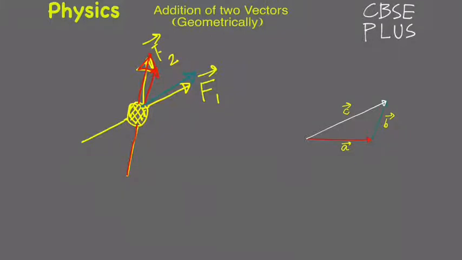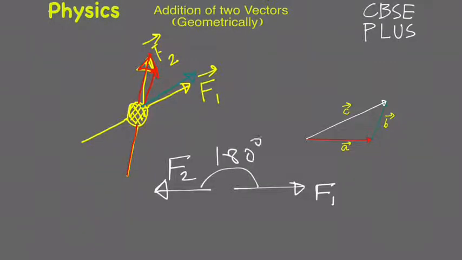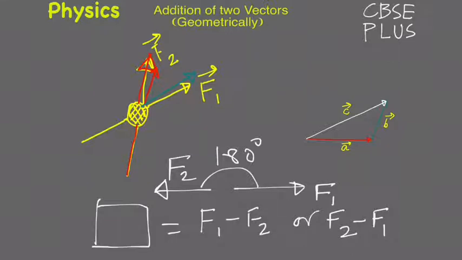And if these forces are in opposite directions, F1 and F2, just opposite, the angle between these two forces is 180 degrees. When they are in the same direction, the angle between these forces will be 0 degrees. So if the angle between these forces is 180 degrees, then we will subtract. The total force will be F1 minus F2 or F2 minus F1. We can do it both ways, there is no problem at all. Finally, whatever value comes will be the difference of these two forces.